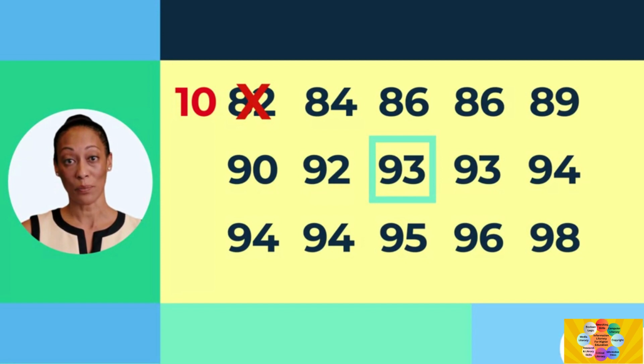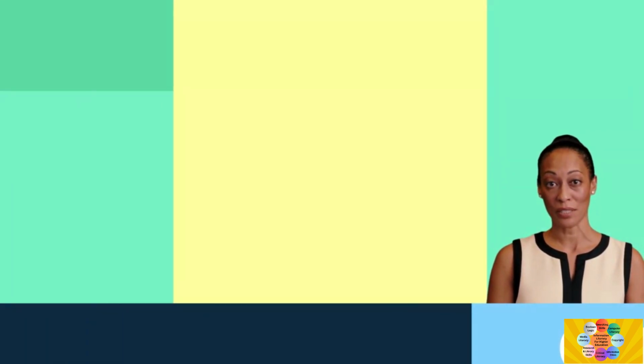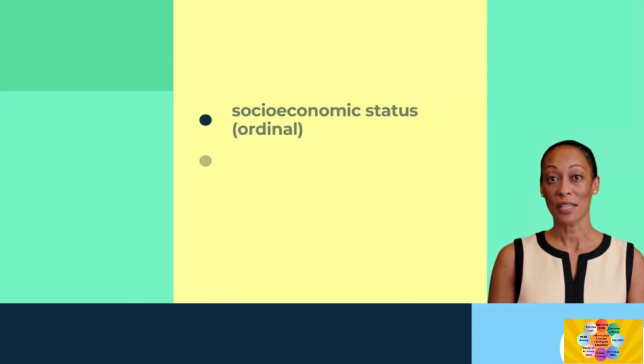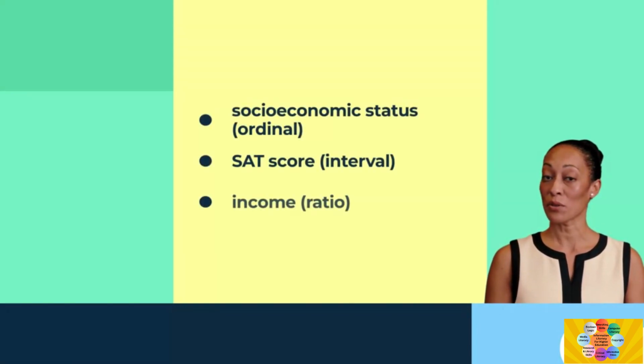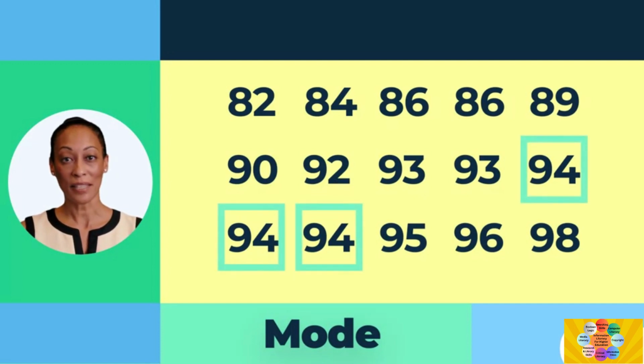The median is appropriate for ordinal, interval, and ratio level data, but not nominal level data. For example, we may use the median to describe the central tendency of variables such as socioeconomic status, SAT score, or income. A third measure of central tendency that can be used with all levels of measurement is the mode, which is simply the most frequently occurring score in a set of data. For our example data, 94 is the mode because it appears 3 times, and no other score occurs more than twice.